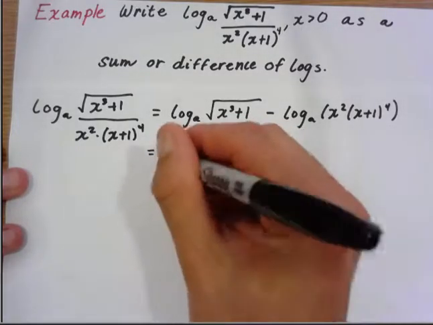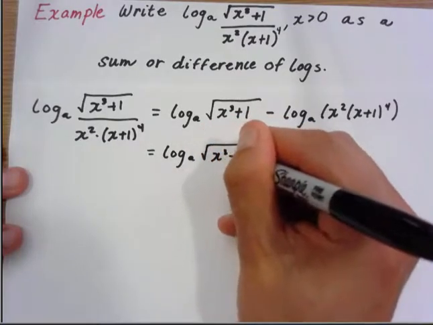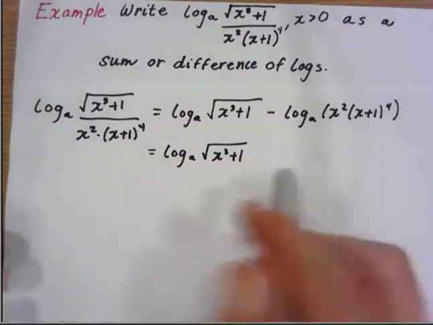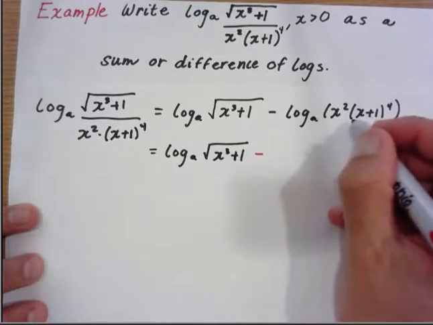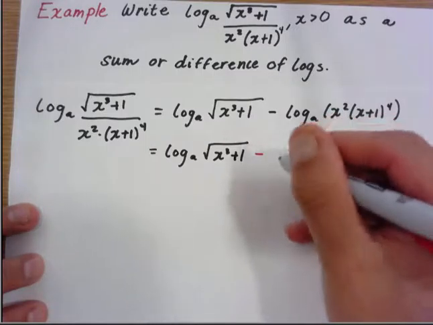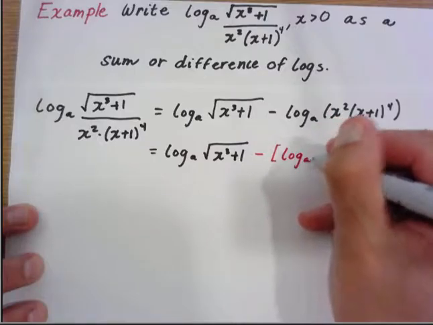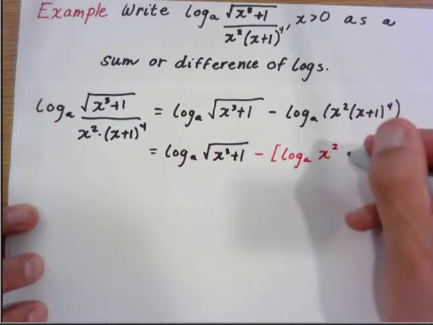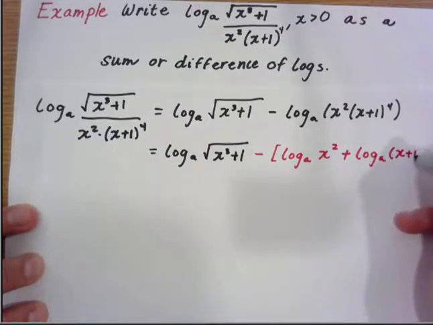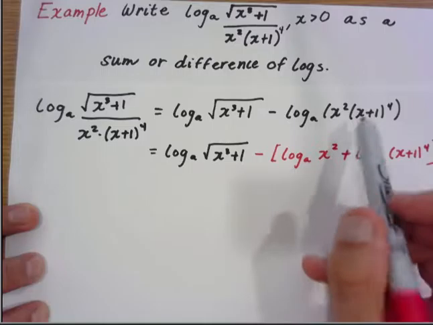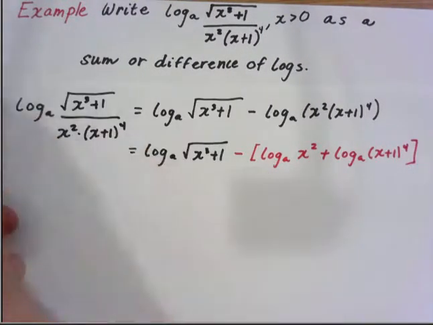I'm going to leave this first part for a little bit because I have a lot to do in my second part. Now notice I'm going to bring down the minus sign. But I have multiplication here, so now I'm going to use the product rule. So I'll have minus, and I'll put this logarithm in parentheses: log base a of x squared plus log base a of x plus 1 to the fourth. Because I separated this, the whole thing needs to make sure it's subtracted.